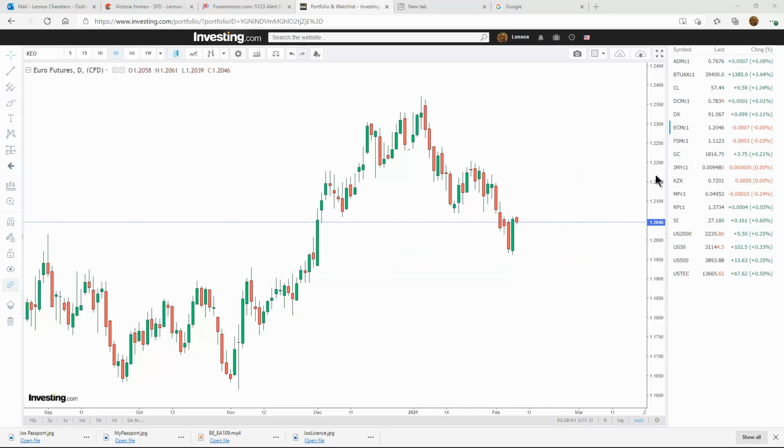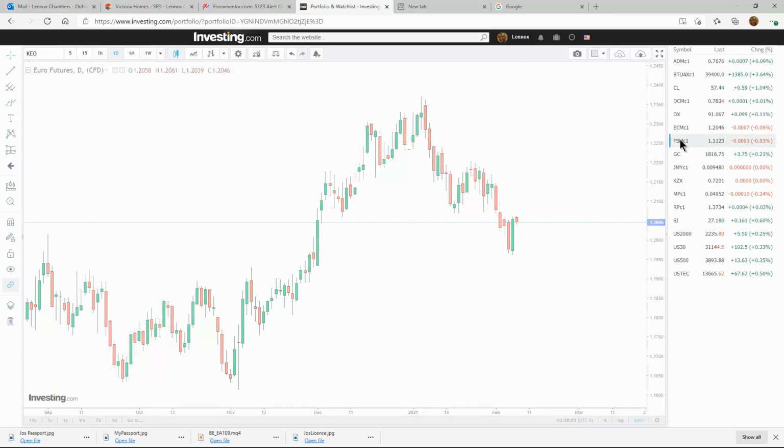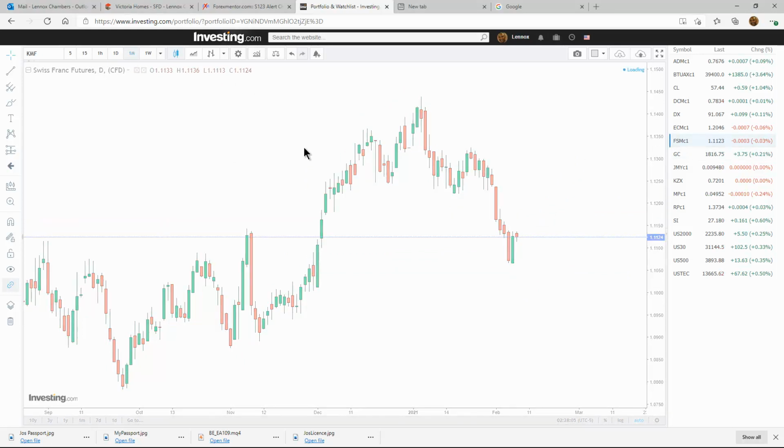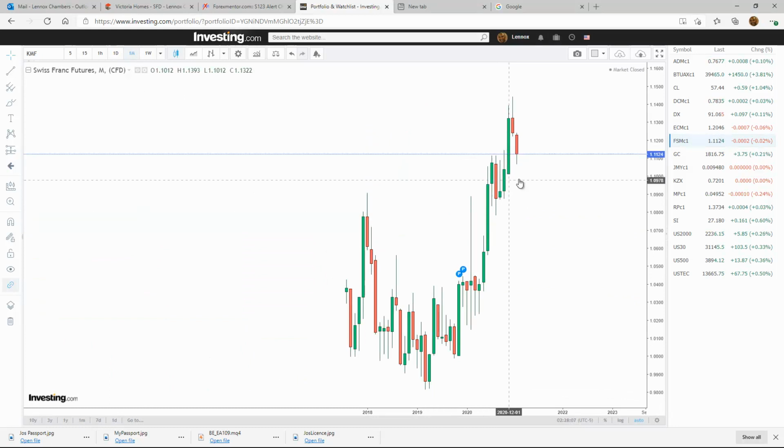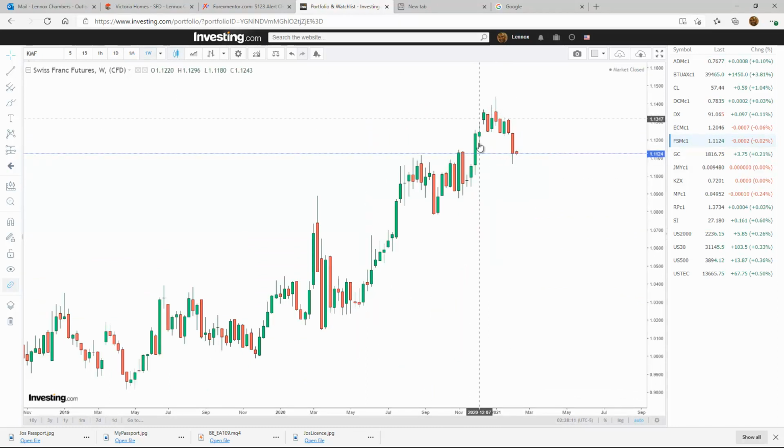All right, let's take a look at the Swiss franc on the monthly. Swiss franc has had quite the run as well, but now it's had a big pullback on the weekly. That pullback might be done here as well. So what are we looking at for this week?